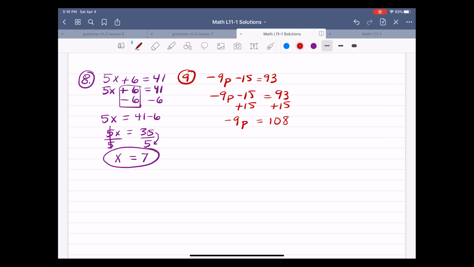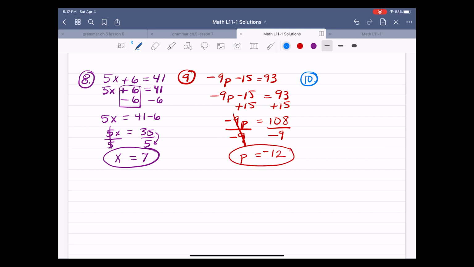108. Now I have negative 9 being multiplied by p. I have to get rid of that. I have to use the inverse operation, which would be divide by negative 9. If I divide the negative 9 on the left, I have to divide the negative 9 on the right. Negative 9 divided by negative 9 is 1. 1 times p is p. p equals 108 divided by negative 9. 108 divided by 9 is 12. And the sign, we've got a positive divided by a negative. My answer is going to be negative 12.